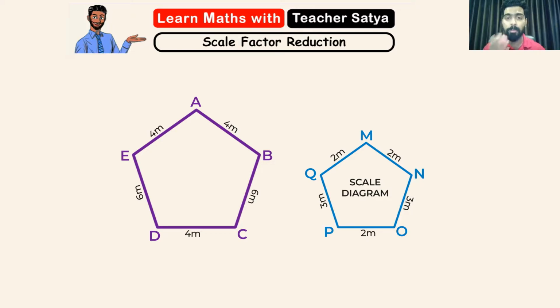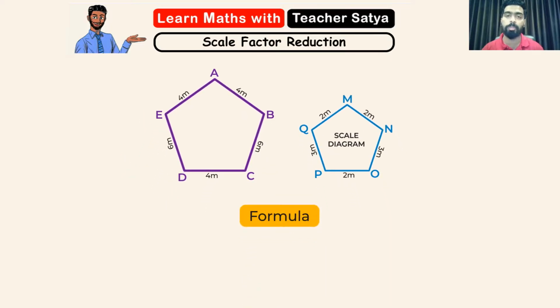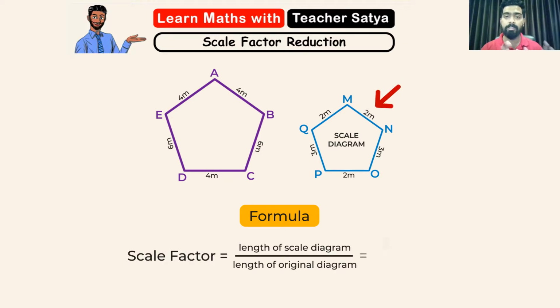And when we talk about scale diagrams, one thing that always comes to mind is what we call the scale factor. Now, you guys might be wondering what we mean by scale factor. So the scale factor is the relationship between the matching sides of the scale diagram and its original picture. All right, guys. And of course, it comes with a formula. The scale factor is equal to the length of the scale diagram divided by the length of the original diagram.